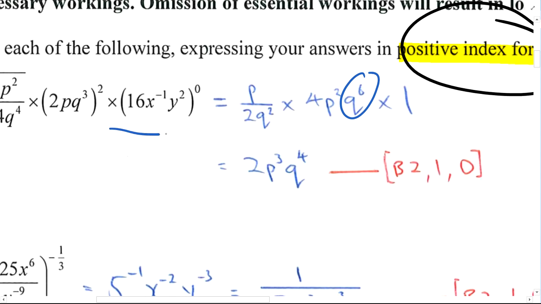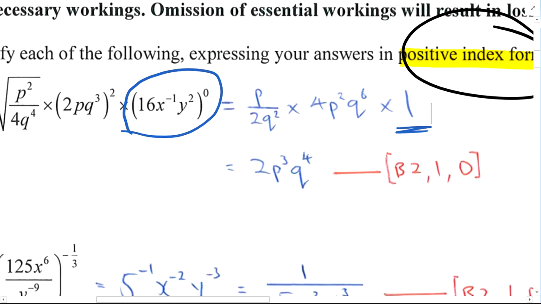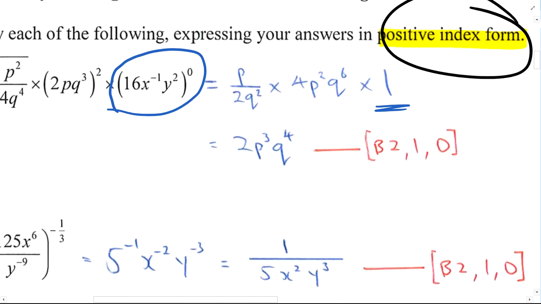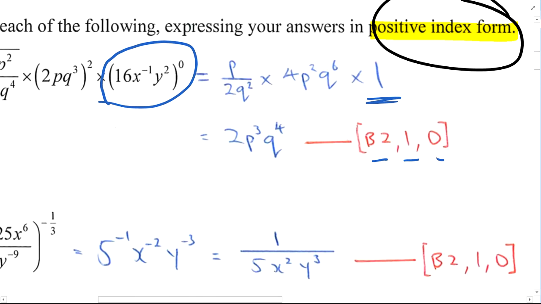And the next one, the entire complex term over here is power 0. So it is equivalent to simply 1. And there we have it, 2p cubed q to the power 4. How this is marked: every mistake you make, you will have 1 mark deducted up to a maximum of 2 marks. Okay, so I'm looking for 3 things: the number 2, p cubed, and q to the power 4.